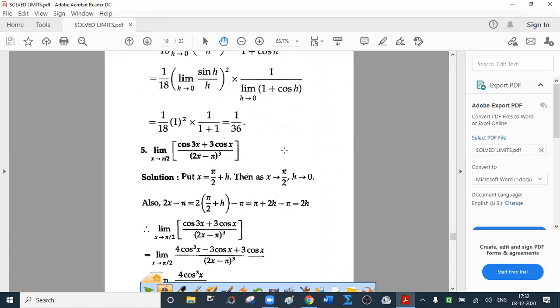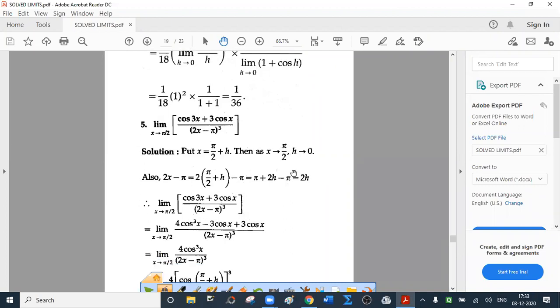Next one, limit x tends to pi by 2, (cos 3x plus 3 cos x) upon (2x minus pi) whole cube. Same, put x equal to pi by 2 plus h. As x tends to pi by 2, h will tend to 0. Simplify this.